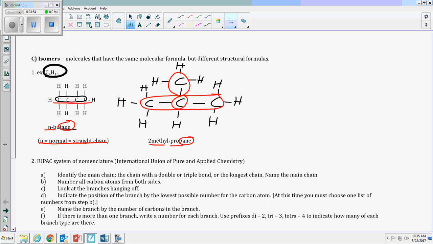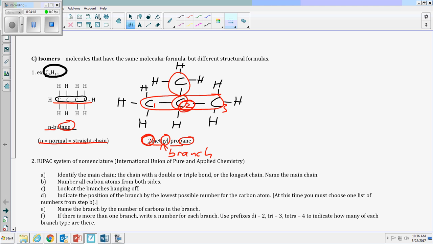The fact that this is on carbon number 2 gives us the 2, and the YL indicates it is a branch. So that's why this is called 2-methylpropane.